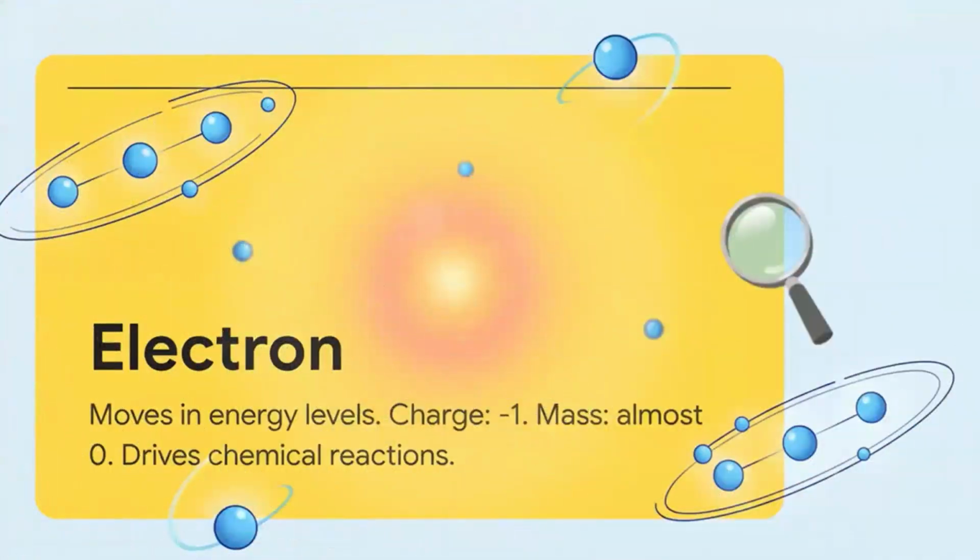Let's talk about the electron. Electrons move around the nucleus in energy levels. The charge of an electron is -1. Relative mass almost 0 compared with the proton and the neutron, but electrons are responsible for chemical reactions and bonding.